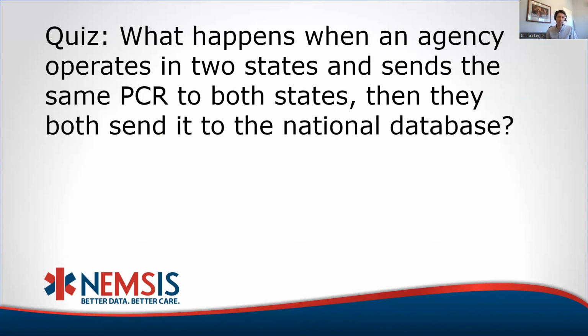Okay, second question. What happens when an agency operates in two states? They send the same PCR to both states, and then both states send that same PCR to the national database. Can anyone unmute or comment in the chat? What's that going to look like in the national database? How many records will be there? What will they look like? So one agency, it's in two states, sends it to both states, and both states send it to national.